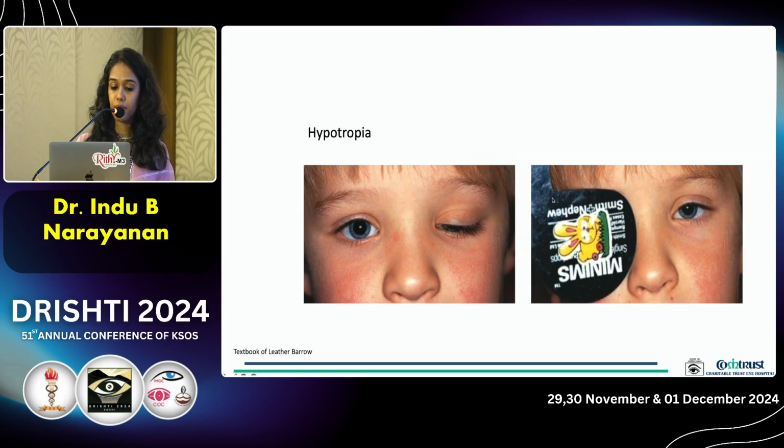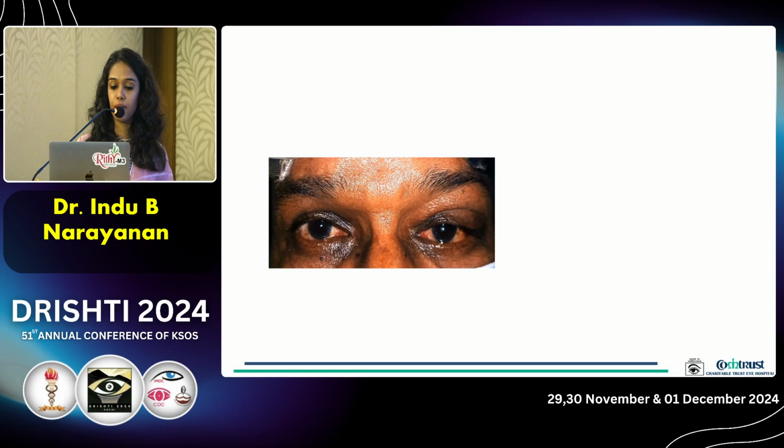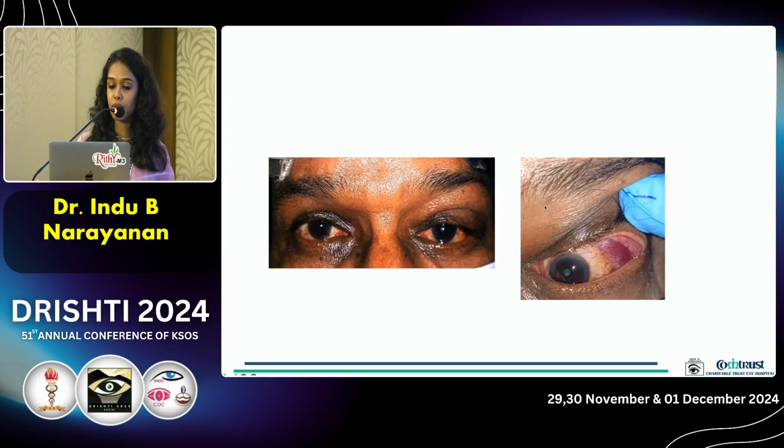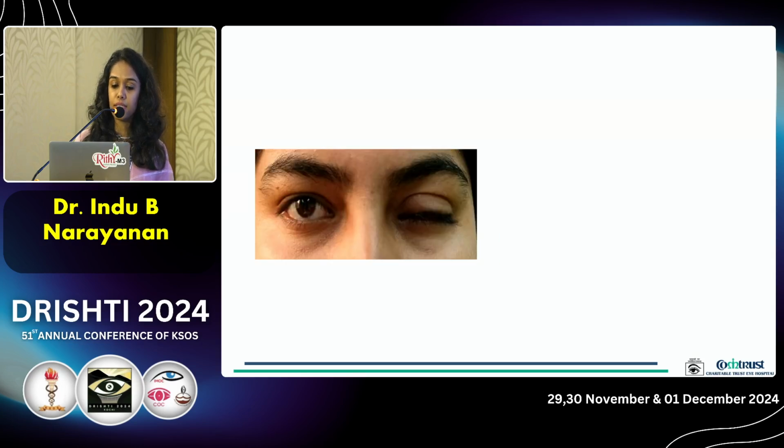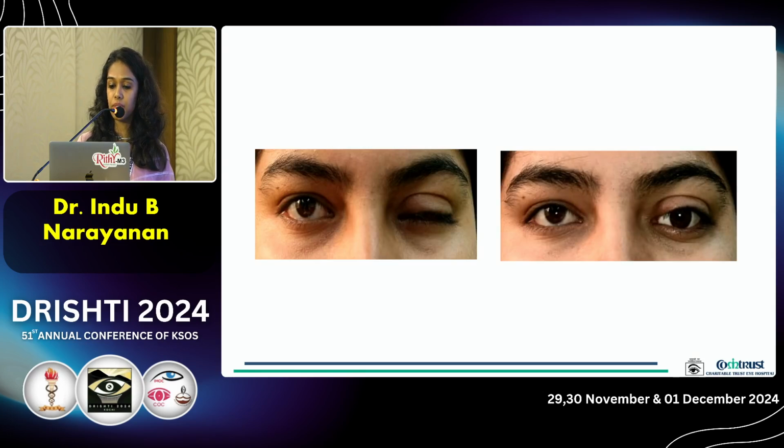This child, you can see on cover test, what happened on covering the right eye, the left eye is taking up its position. So always do a cover test and make sure that it's never a case of hypertropia. And this person had come with a mild ptosis in the left eye. On eversion of the upper lid, you can see that it's a salmon patch and it's a case of lymphoma. And this appears to be ptosis, but this is actually on fitting with the prosthetic eye. So it's a case of post-enucleation socket syndrome.